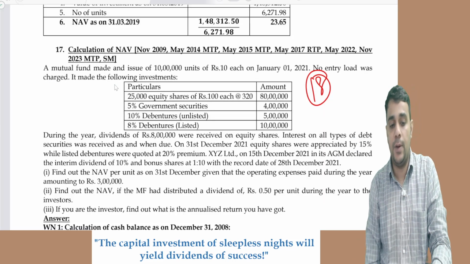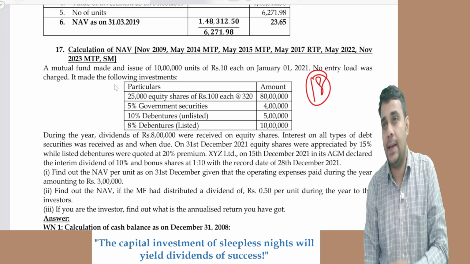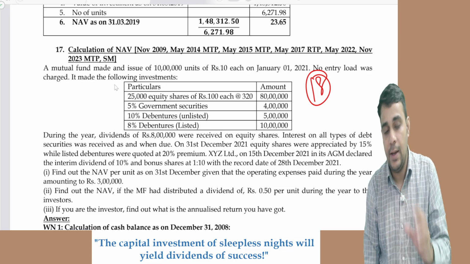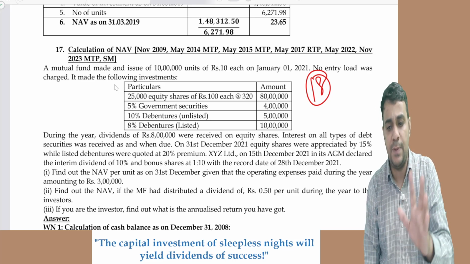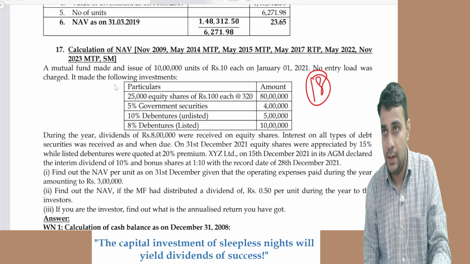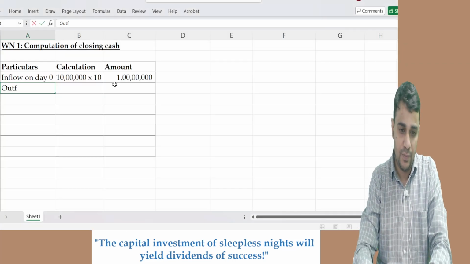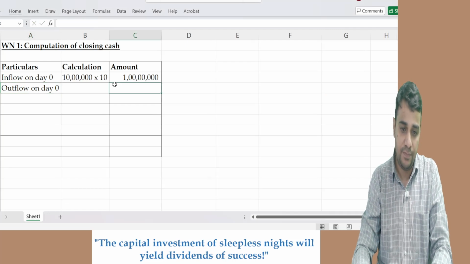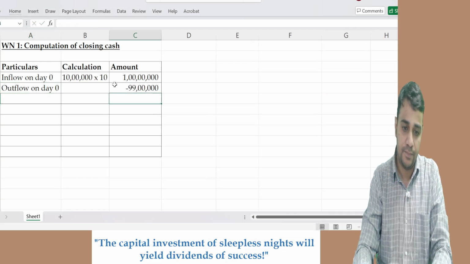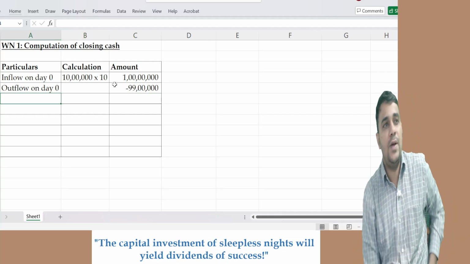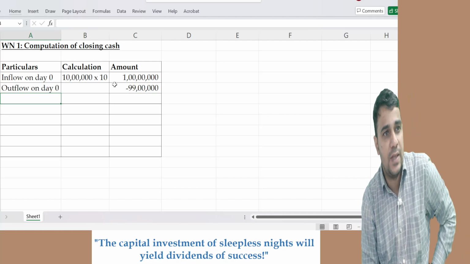After this inflow came, I made 80 lakh investment, 4 lakh investment, 5 lakh investment, 10 lakh investment. No initial expenses, no entry load, they have not given any of that. I made an investment of 99 lakh rupees. Next, outflow on day 0. We purchased all of this. 99 lakh gone. We got the money and invested it in the 4 instruments which they have given.